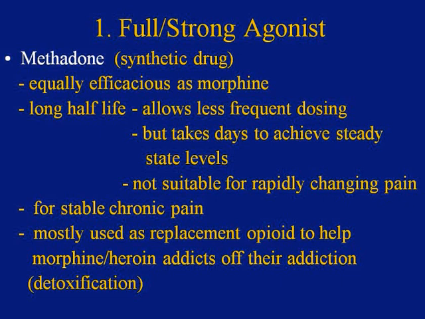And the next one is methadone. Methadone is a synthetic drug, but it's equally efficacious as morphine. One difference is that it has a long half-life, which allows for less frequent dosing, but it takes longer to achieve steady state levels. Therefore it is not suitable if the pain is rapidly changing, because it takes time to reach its maximum level. So it's more for chronic pain that is stable, not changing. And later we'll see that it can be used as a replacement opiate in the treatment of heroin addicts.